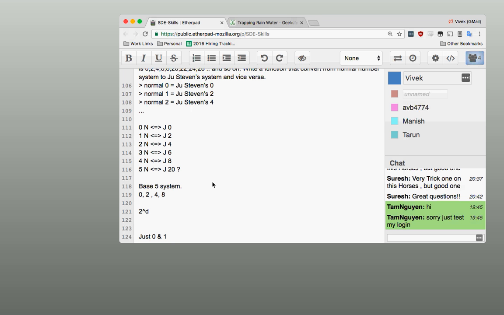Well, I still don't understand how we convert from a normal number to a Steven number. What is the rule? It's a base 5 system. So what you need to do is, if you have a number like, say, 121 in base 10, what is the number in base 5? Do you know that?